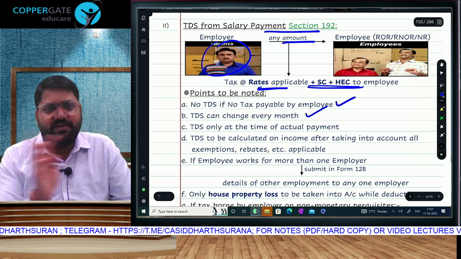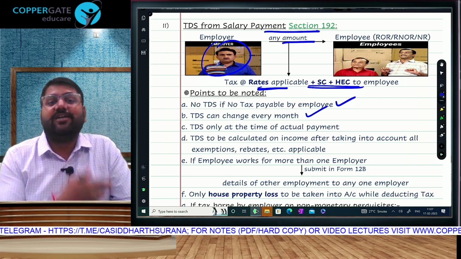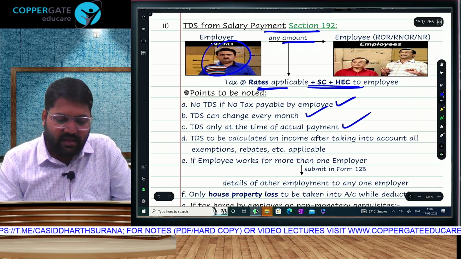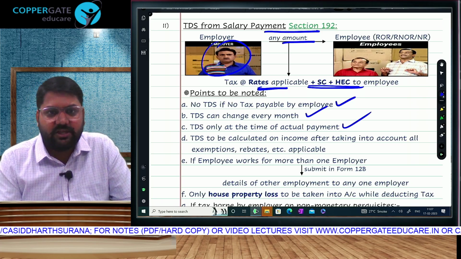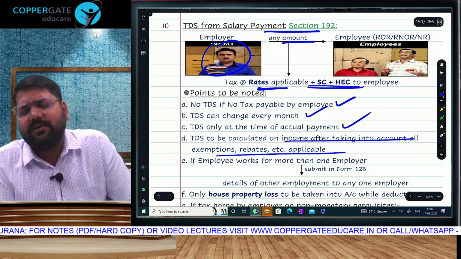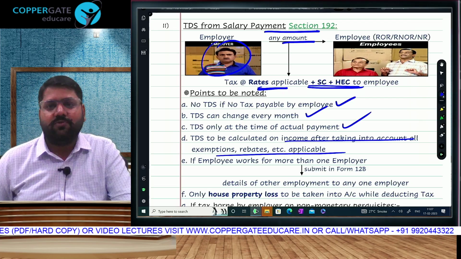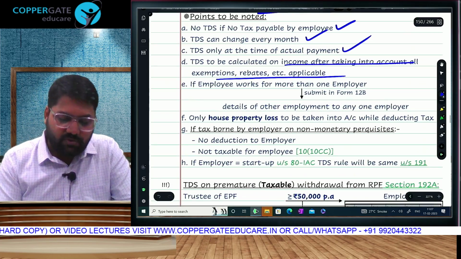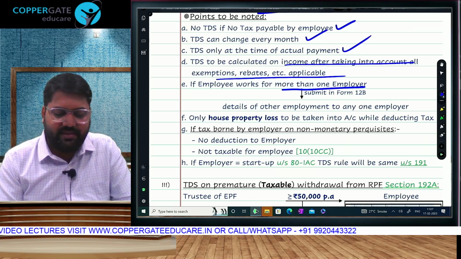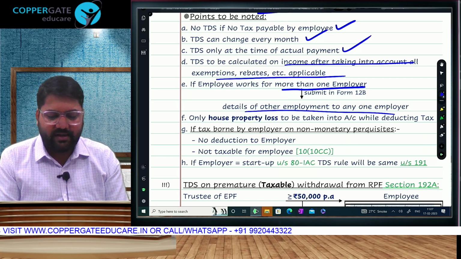Obviously TDS can change every month, because if your salary structure changes, if your allowance perquisite change, yeah, your other heads of income change, full tax will cover other heads also. TDS will come actual only at the time of actual payment. This falls in the list of 9 exceptions. It has to be taken into account all exemption, rebate, all other heads of income, everything, because full tax covers tax on total income, not just your salary income. So because of this, it is the duty of the employee that if you work for more than one employer, then submit the details of your other income to your employer so that your employer can deduct your entire TDS.